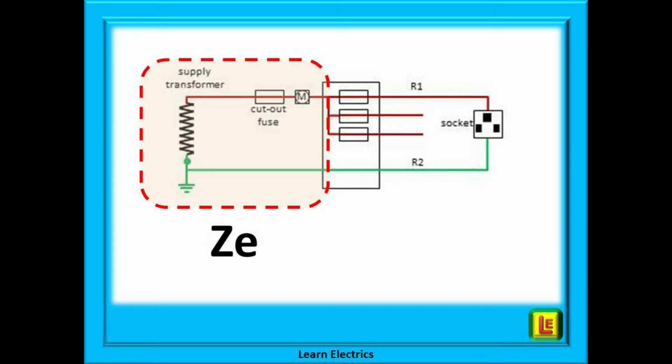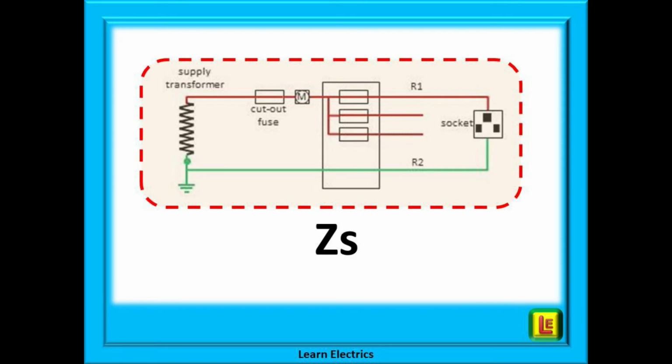So, when we measure the impedances, we're going to break it down into two steps. First, we will measure ZE on its own, the part inside the dotted box. And then we can measure the impedance of the whole system as shown on this drawing.